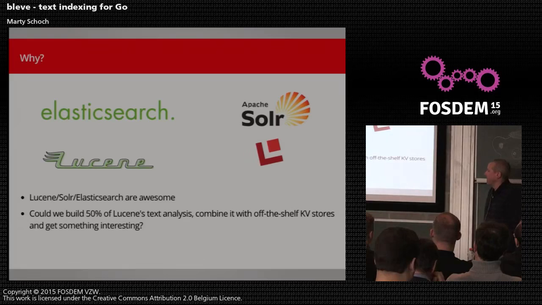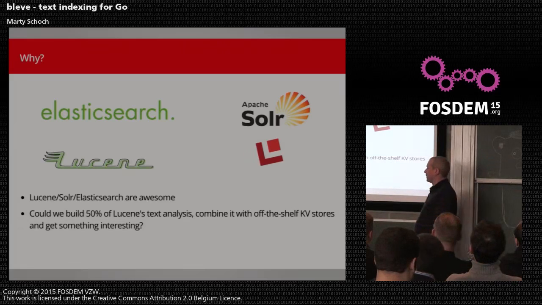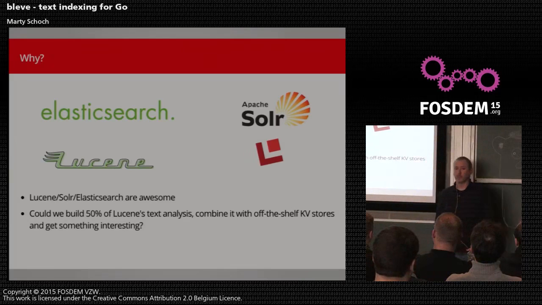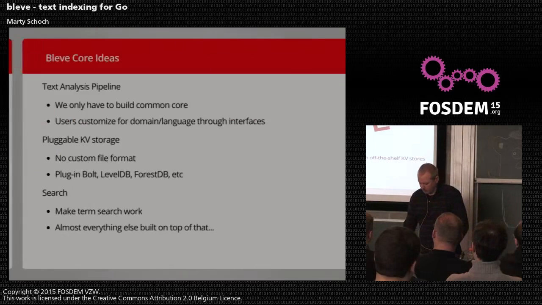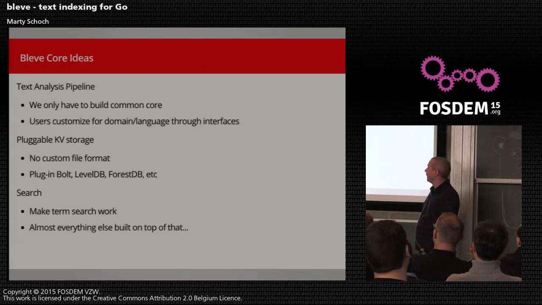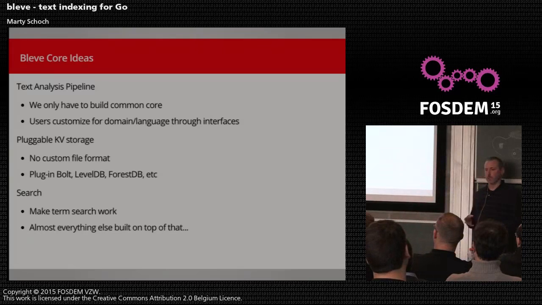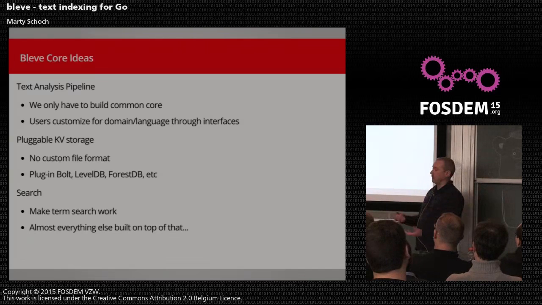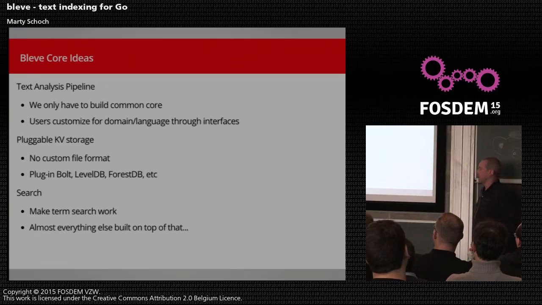So we really started asking ourselves the question, could we build 50% of Lucene's text analysis, pair that with some off-the-shelf KV stores, and maybe something interesting comes out of that. That's really the experiment we pursued. That led to four core ideas. One, there's this text analysis pipeline, and the idea is we just have to build the most important pieces first. If we get the interfaces right, users will come along and say, hey, we need this other stemmer or something. And if we get the interfaces right, it's easy for them to contribute that and add it to the ecosystem.